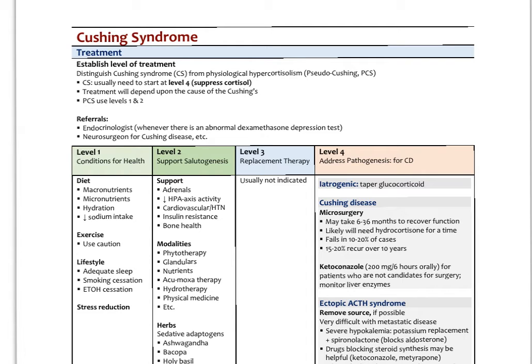Okay, so once we've established that we're dealing with Cushing syndrome and not physiologic hypercortisolism, again, our first thing's going to be, if we haven't already, refer to endocrinology. We might need to refer to a neurosurgeon for Cushing disease to remove a pituitary adenoma. But basically with Cushing syndrome, we're going to start at level 4. We're going to suppress cortisol, and the treatment will depend on the cause of the Cushing's. For the pseudo-Cushing syndrome, the more HPA axis dysregulation, we're going to go with levels 1 and 2 on the therapeutic order. So let's review that.